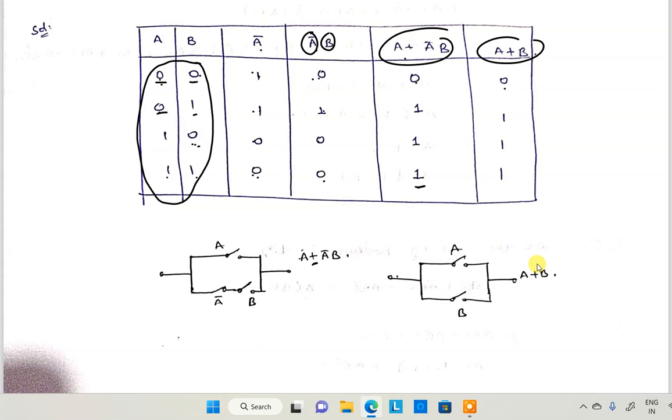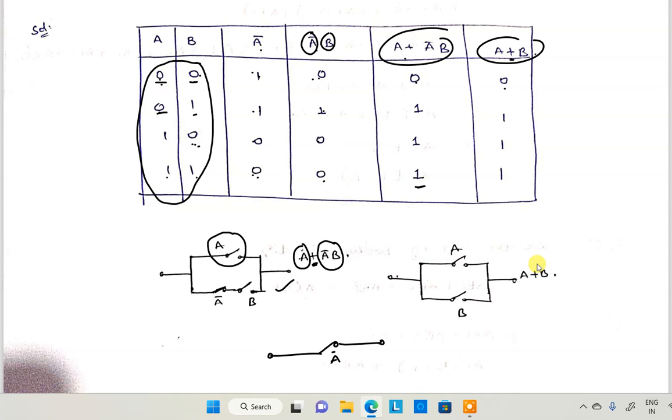In the first, OR is nothing but a parallel. The first one is A, I write it here. So plus is parallel, and AB, AND is nothing but a series. So A bar is represented like that. Just see, I will explain here. Bar is represented like that. This is A bar, and B is just normally B, open like that. Whenever it is a 1, it is closed. Whenever it is 0, it is open. This is a representation of switching function.